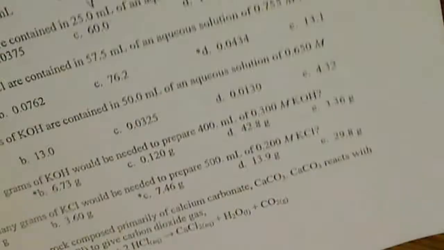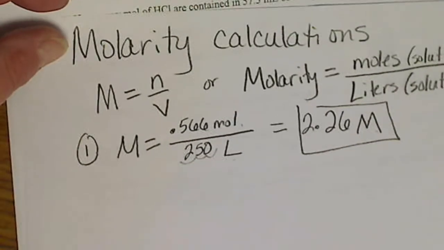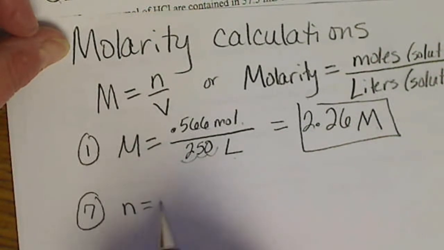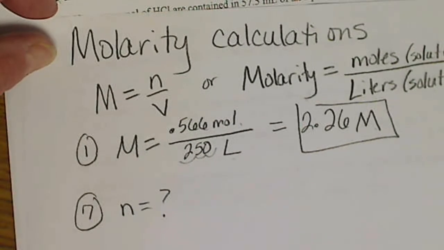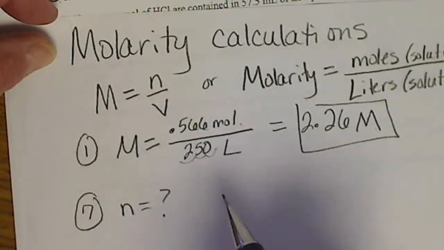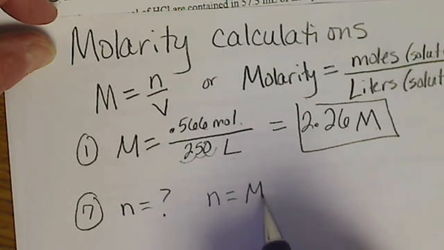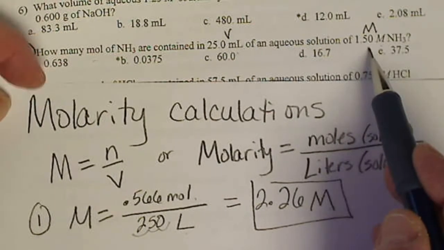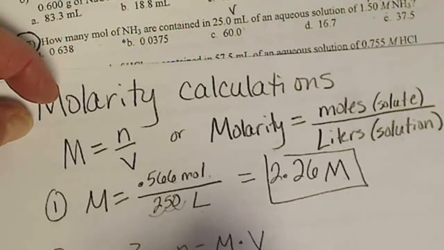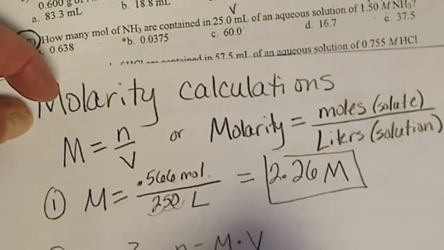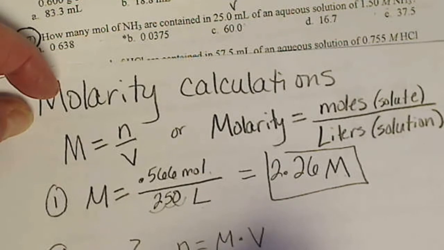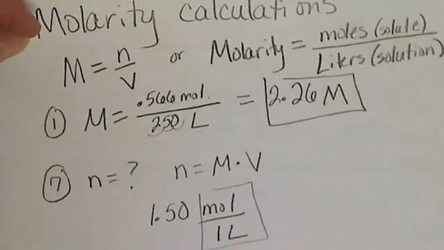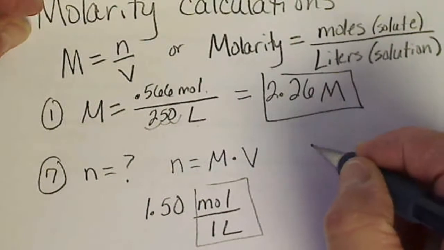So problem number 7, let me put that here. Problem number 7, we are asked to calculate n. So if we rearrange this equation to solve for moles, n equals M times V. And the M that we're given is 1.50. So 1.50, instead of writing M, I'm going to write moles per 1 liter, because that's exactly what capital M means. And again, this was given to us in the problem.